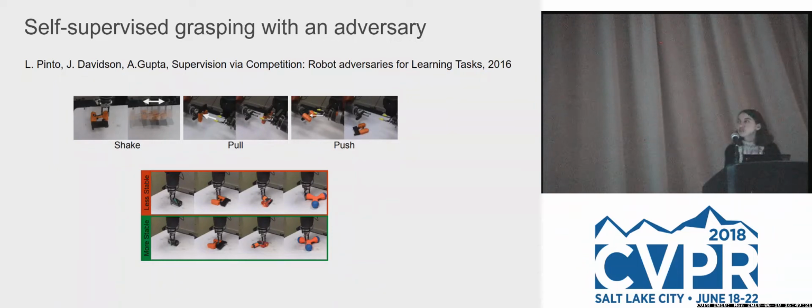And as you can imagine, in the very beginning, let's say after one epoch of adversarial grasping, the grasp success was not as good as it would have been without adversary. But after iterating 2 or 3 times, now the grasp success is much better than it could be done without adversary.